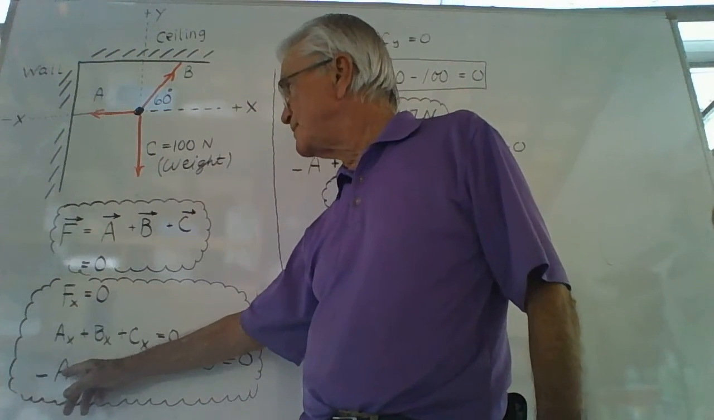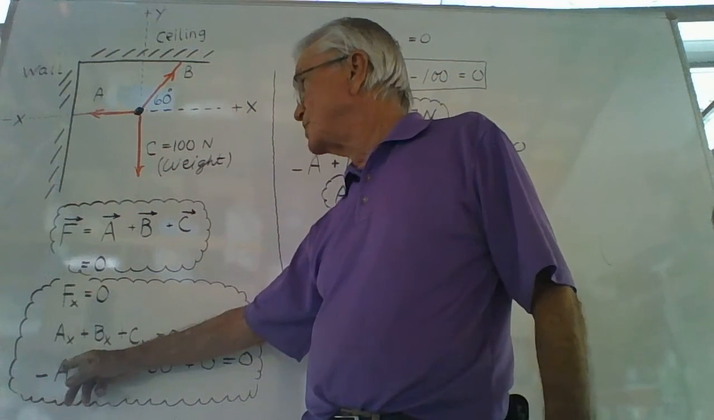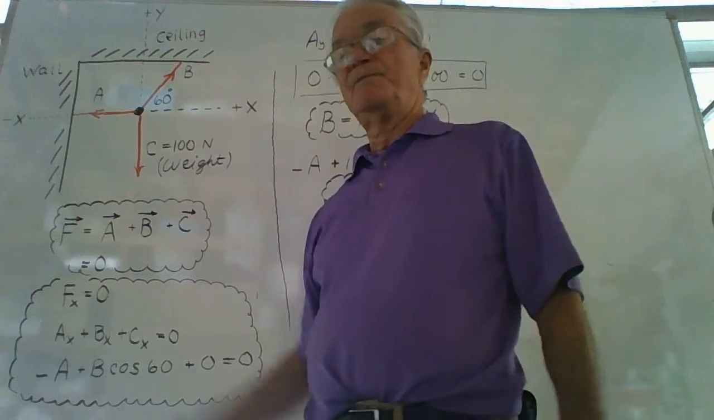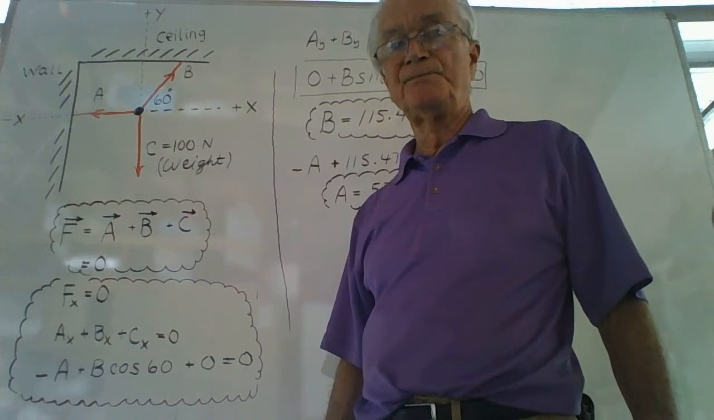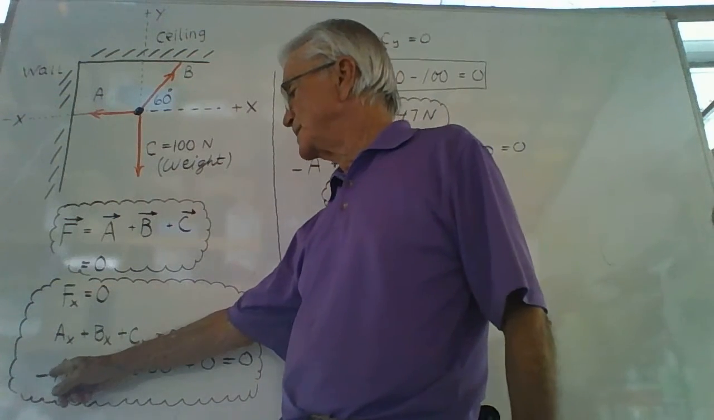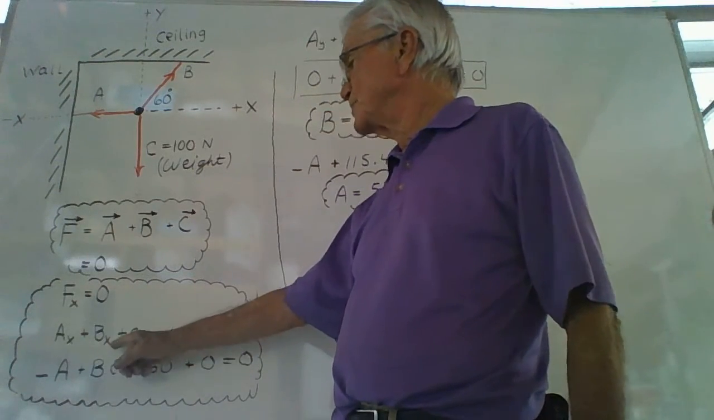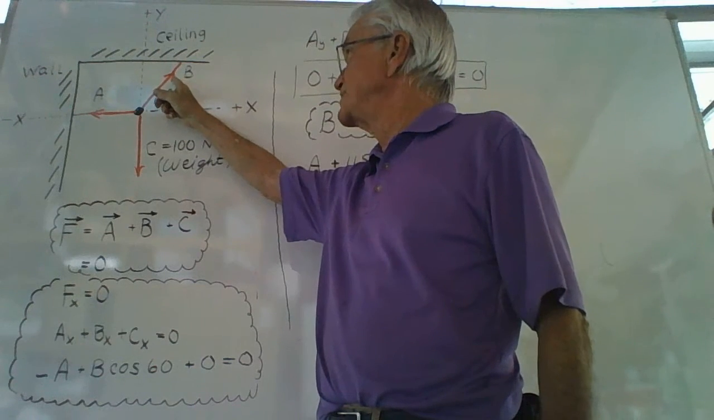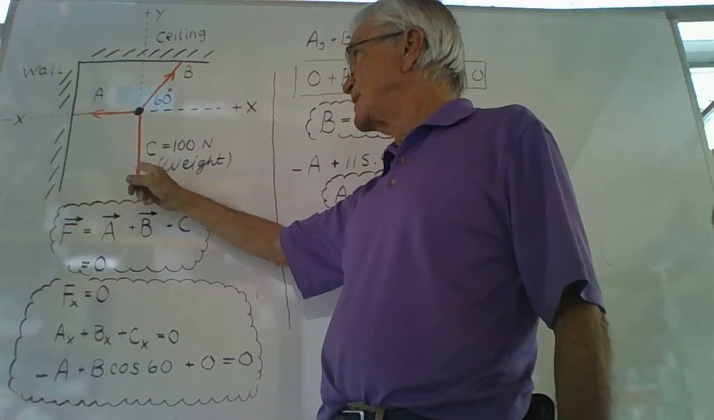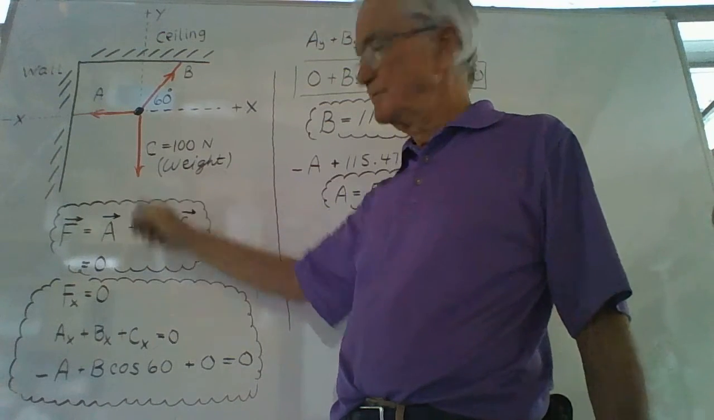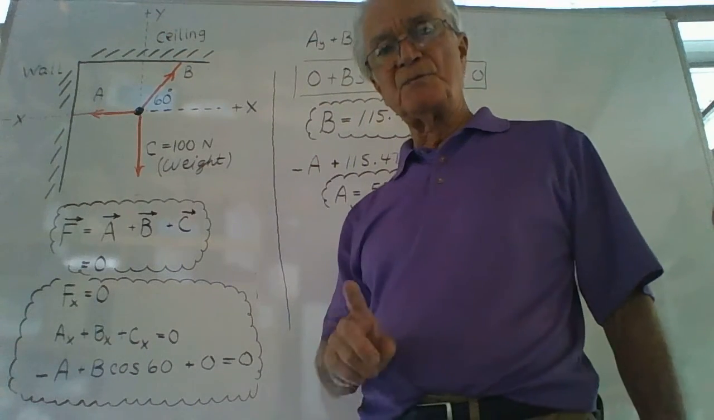Now, the x component of the A vector is the full value of A with a negative sign. It's the full value of A because no part of the A vector is above the x-axis. No part of it points along the y-axis. And so the negative sign indicates that the vector points to the left. The x component of the B vector is the magnitude, or the value of B, times the cosine of 60. The C vector has a zero x component. Zero. That's the first of the two equations we need to solve for A and B.